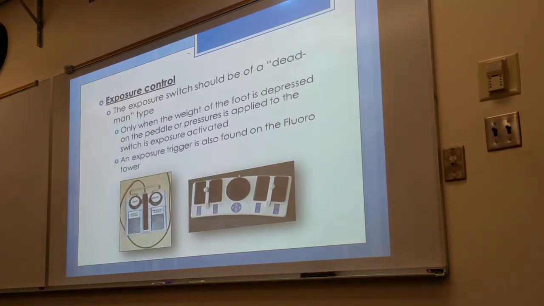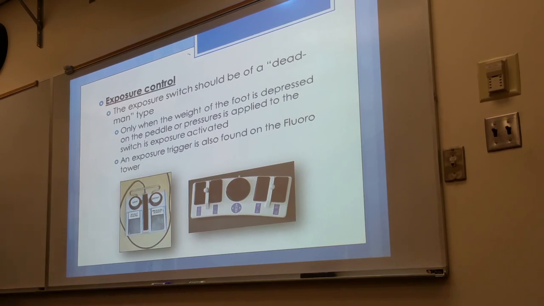Exposure control. The exposure switch should be of a dead man type. Okay? Because that's kind of the analogy that they make, that you have to put pressure on the pedal when you're making an exposure. Only when the weight of the foot is depressed on the pedal or pressure is applied to the switch is exposure activated. Now, there's two ways to make an exposure. You can either do it by foot, but also on the fluoro tower, there is a trigger mechanism that allows you to also make exposures.